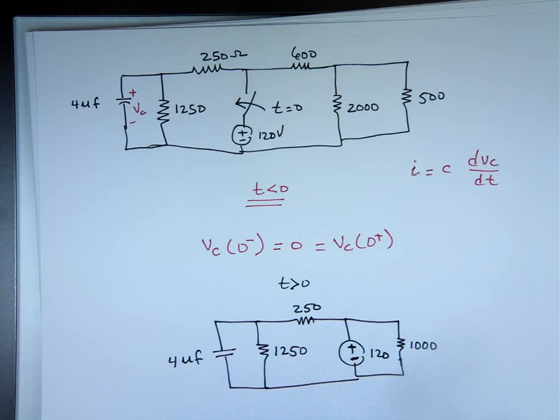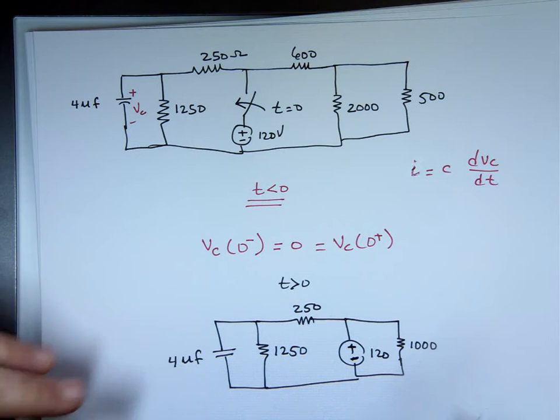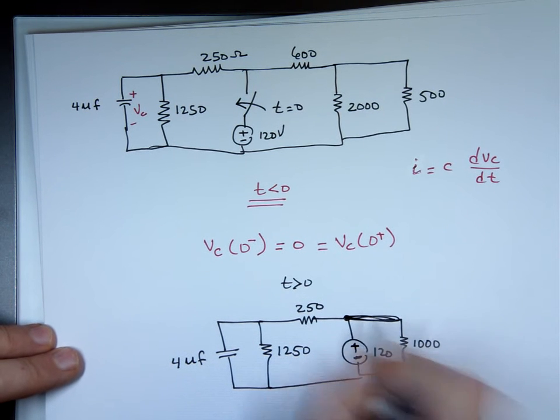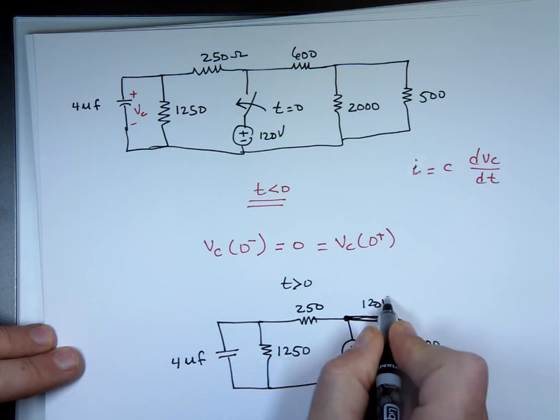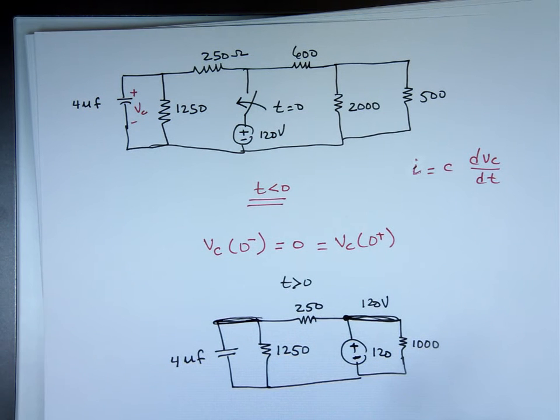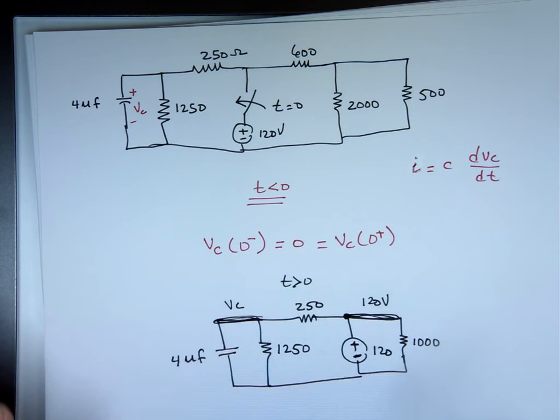And I almost made the mistake saying let's do source transformation. I can't. That's a voltage source in parallel. It has to be a current source in parallel with that to do source transformation. I know the voltage here is what? That's 120 volts. I know the voltage here is what? VC. If I call this VC.